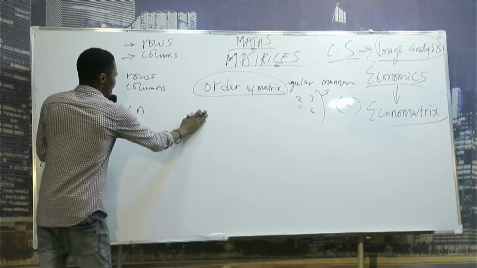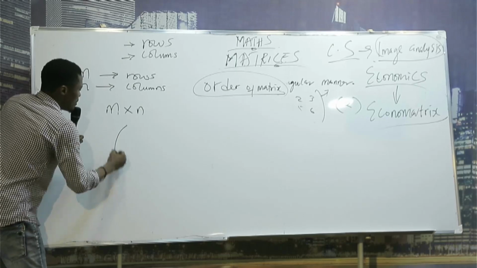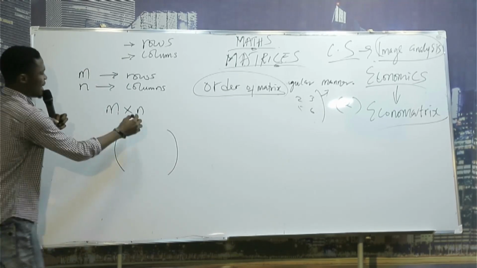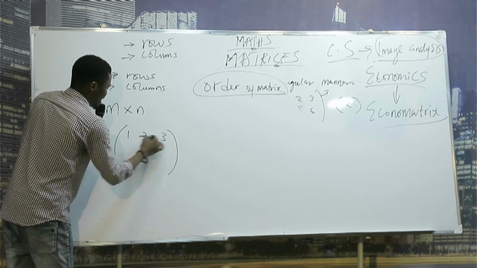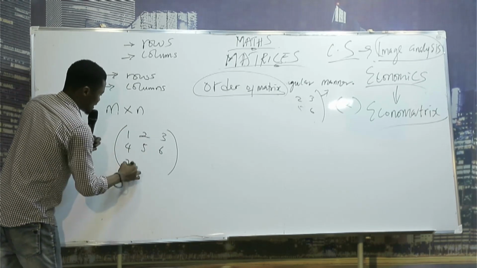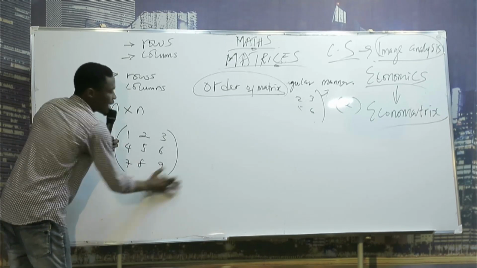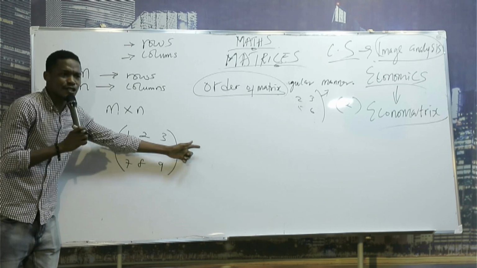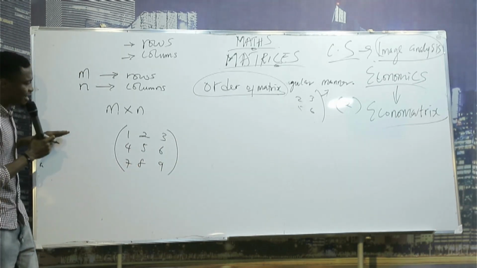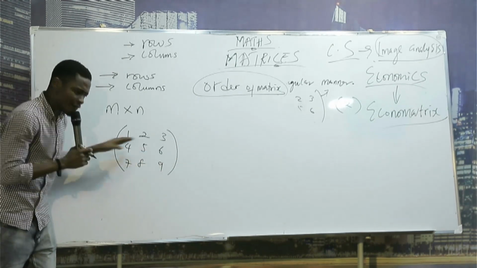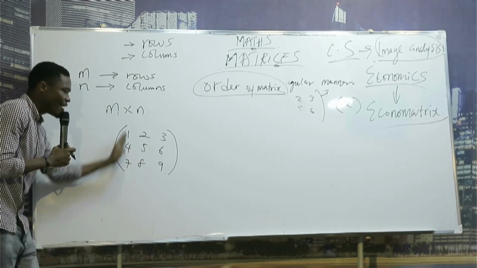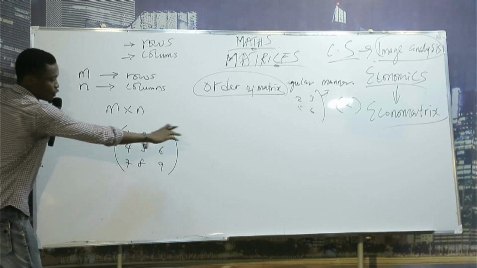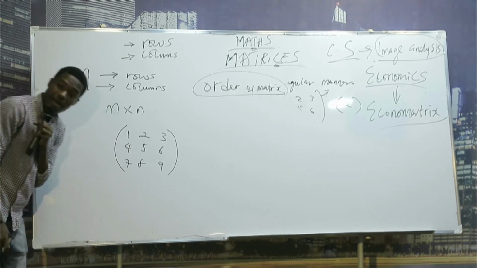When we say matrix, we already said that a matrix is a rectangular arrangement of numbers. Let me say I have 1, 2, 3, 4, 5, 6, 7, 8, 9. Look at the arrangement of these numbers. They are arranged horizontally and vertically. Are you with me, class? What are the horizontal arrangements here?